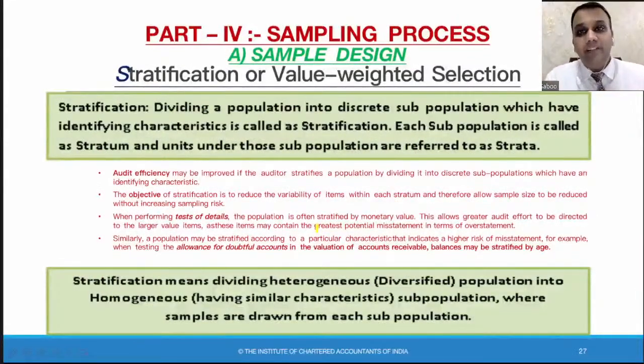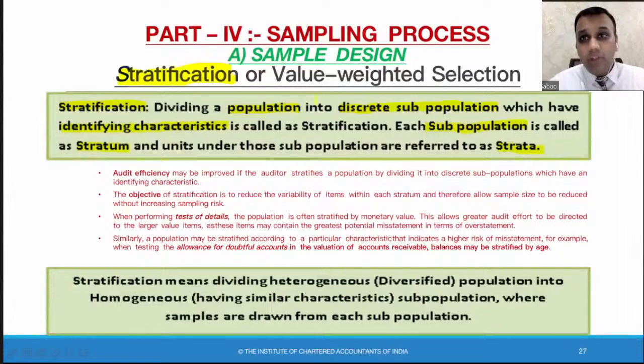Now, coming to designing samples, we use these 2 types of methods: stratification or value-weighted selection. We already covered a bit of stratification in the previous session, now in detail. What is stratification? We divide the population into discrete subpopulations, categorizing the population into subcategories which have identifying characteristics. The population has to be divided into further groups having homogeneous, uniform characteristics. This is called stratification. Each subgroup or subpopulation is called a stratum, and the components or units under those subpopulations are referred to as strata.